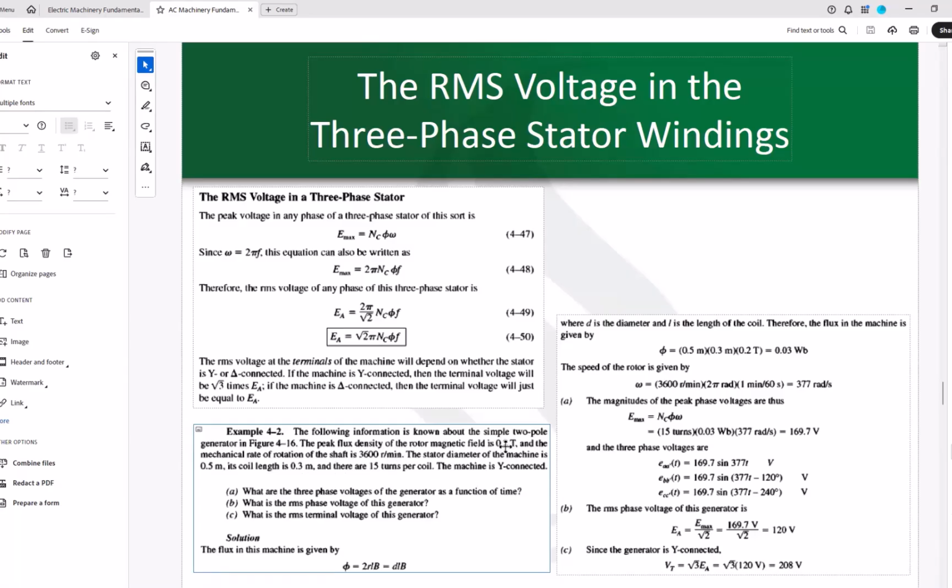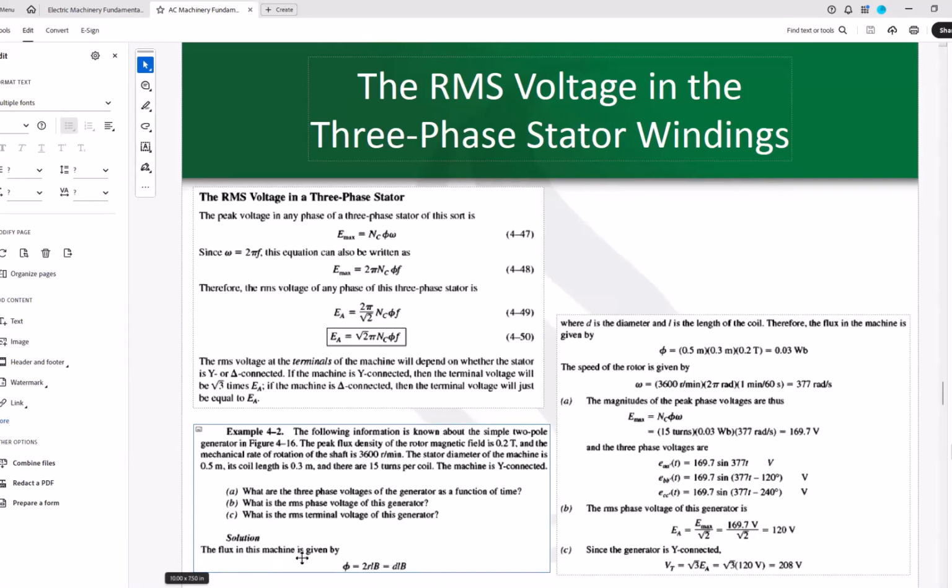This 0.2 Tesla, this 0.5 m, that's the diameter, which is 2 times R. The coil length, that's L, and this is NC. We want the machine to be Y connected. We want to see what the three-phase voltages of the generator are as a function of time.